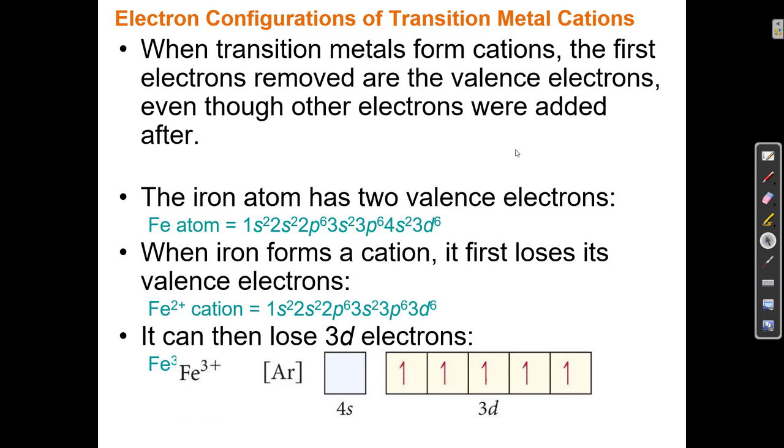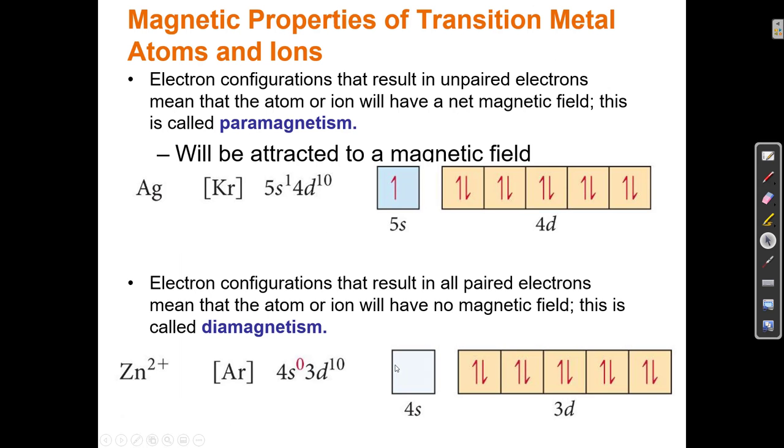So some transition metals can form more than one ion. Iron can form a plus 2 cation and a plus 3 cation. So different ions, plus two or plus three, are going to have different electron configurations. When we look at the electron configuration of different atoms, when an atom has unpaired electrons, we call that paramagnetic. When all electrons are paired, they're all up and down, there's no single electrons, we call this diamagnetic.